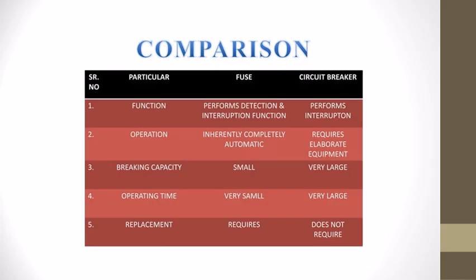Next is the comparison of the fuse and the circuit breakers. So based upon specific parameters, in case of function, fuse performs reduction and interruption functions, and circuit breaker performs the interruption. In case of operation, fuse is inherently completely automatic, circuit breaker requires elaborate equipment. In case of breaking capacity, fuse is small and the circuit breaker is very large. Operating time, fuse is very small and the circuit breaker is very large. Then in case of replacement, fuse requires replacement and circuit breaker does not require replacement.